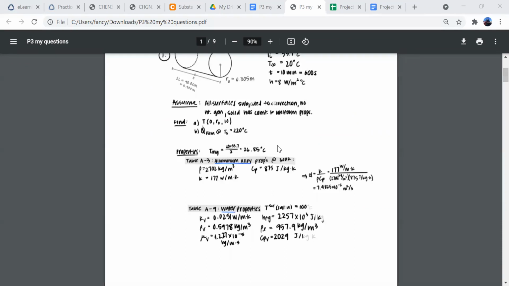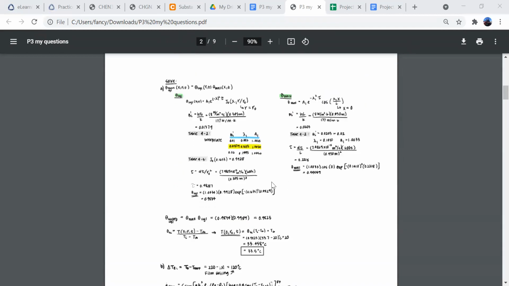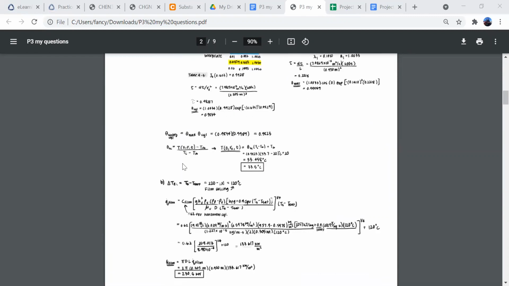And so these are all of the assumptions, and this is what is given. These are the properties that had to be found. And this is where two-dimensional transient heat transfer in cylindrical coordinates shows up, where you approximate it as a short cylinder, which is the product of the cylinder and the wall. And so you solve for everything here, noting that the position of the temperature asked for is given using these equations, where r outer is the surface and x equals 0 is the center. And this is what you get.